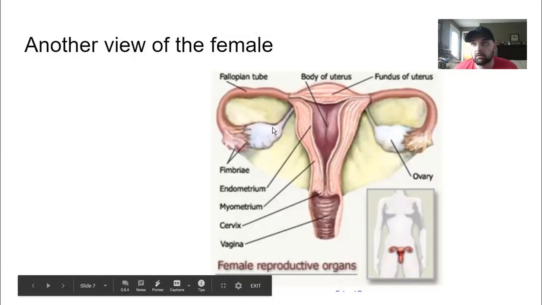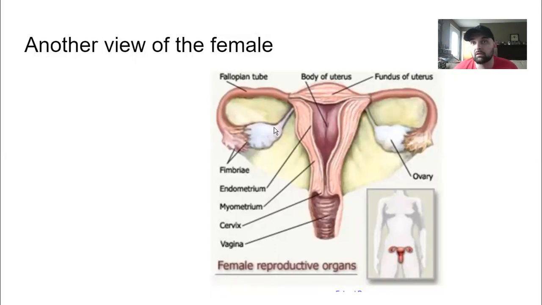When a girl is inside her mother's uterus developing, she has all of the eggs that she will ever have in her body at that time, which is kind of wild to think about, that the egg that made you was inside your mom when she was growing inside her mom.